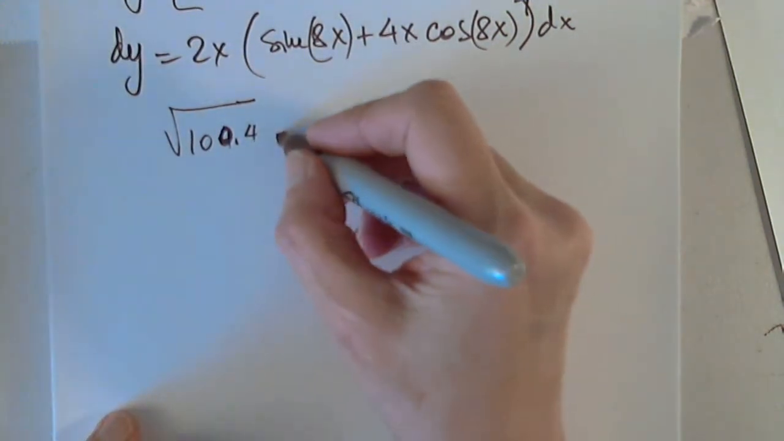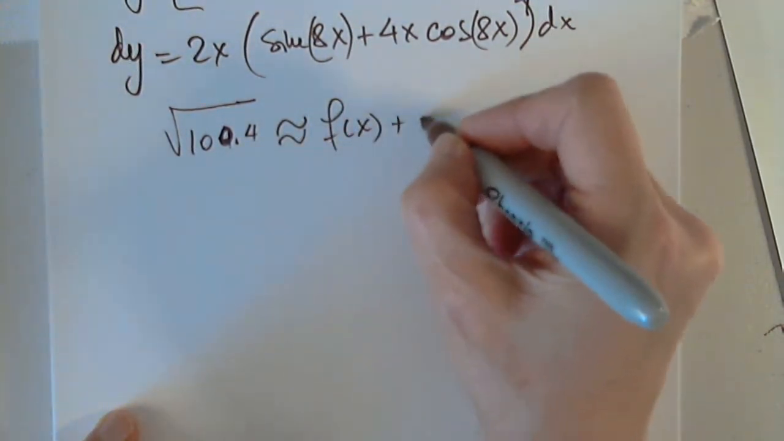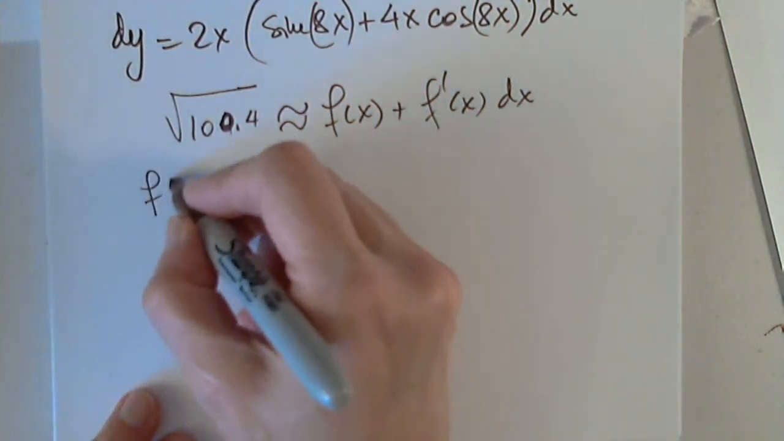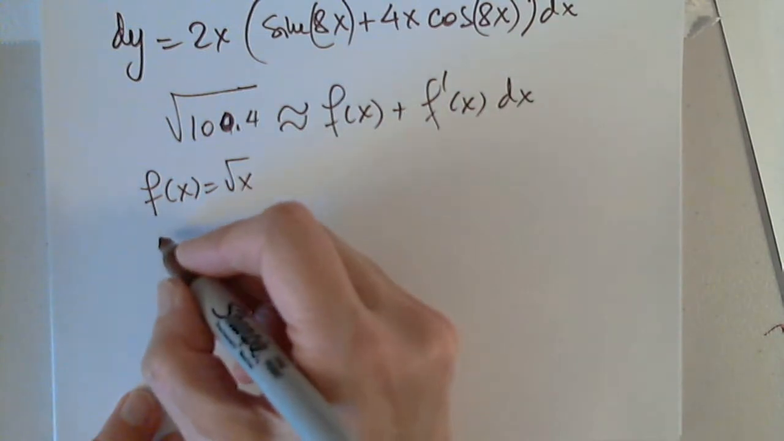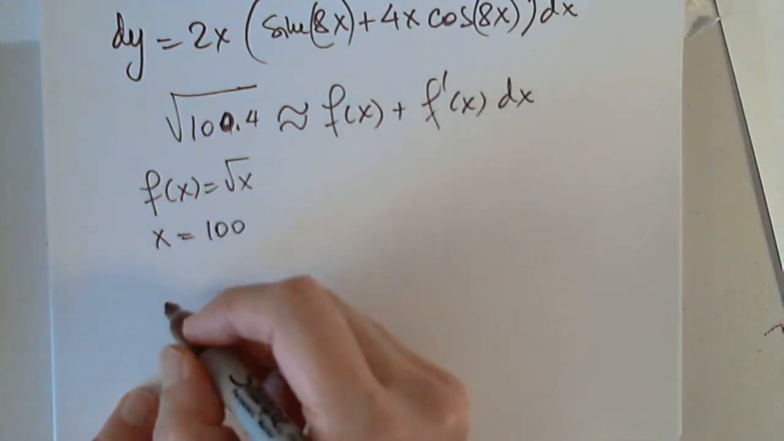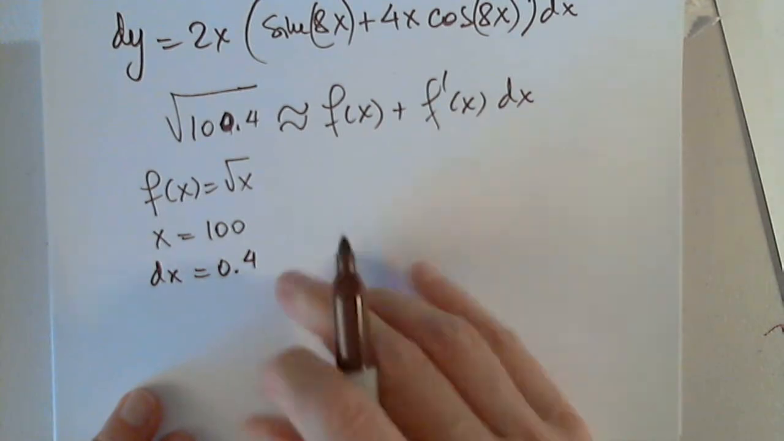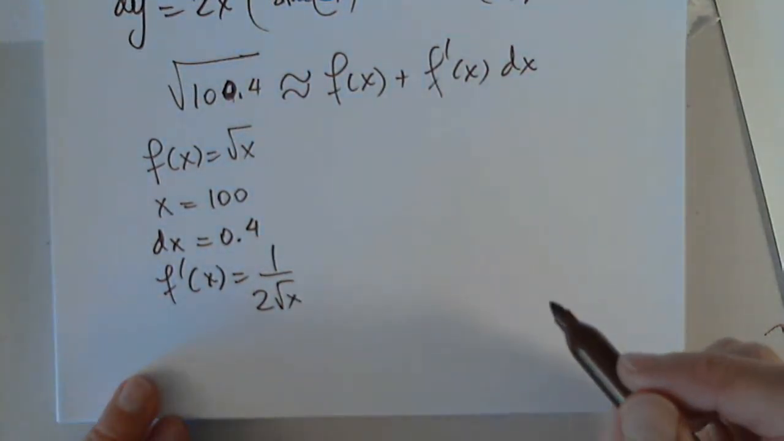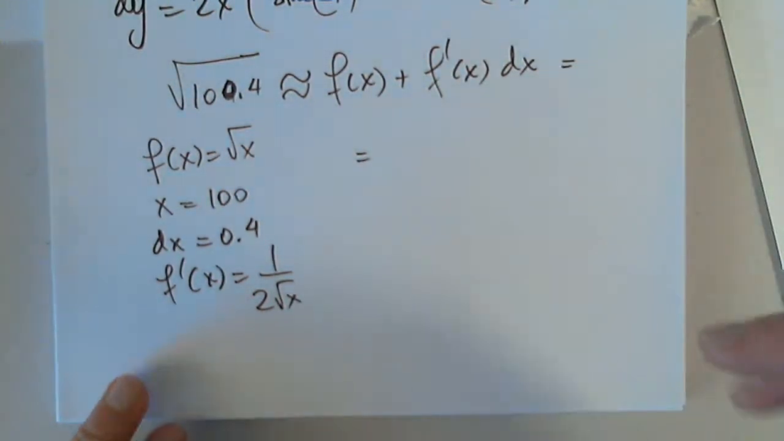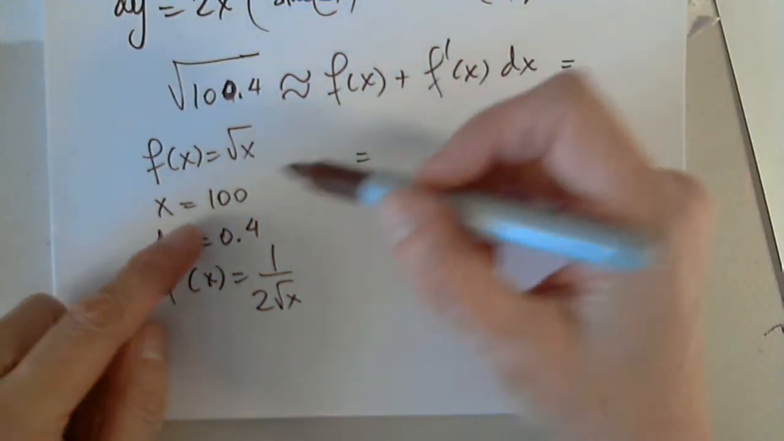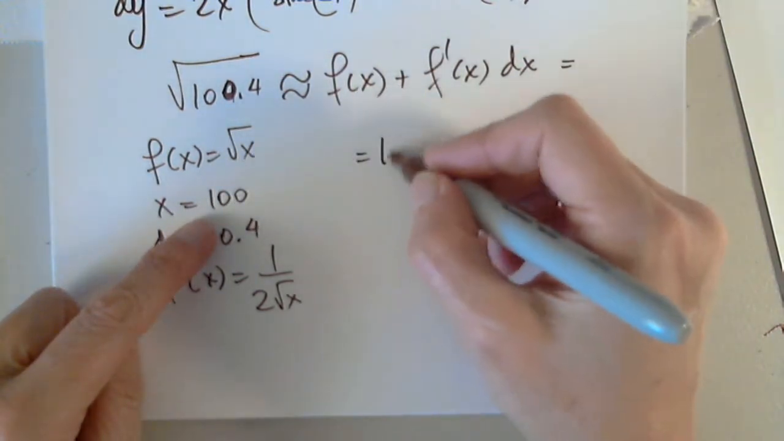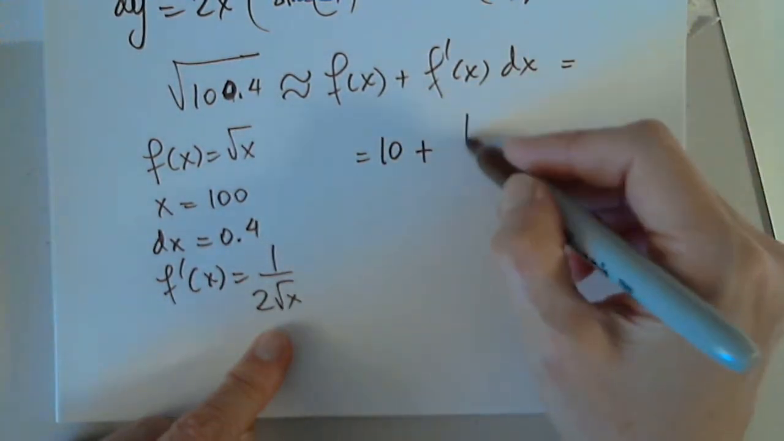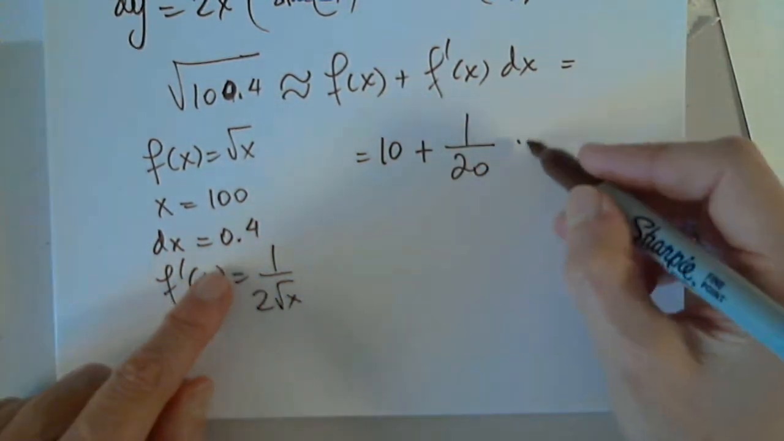Okay. So remember, this is the same thing with f of x plus f prime of x dx. I have to identify each. So obviously the function is the square root of x. X is obviously 100. Dx is obviously 0.4. F prime of x is 1 over 2 the square root of x. So I have to put all these in. So f of x is the square root of 100, which is 10, plus f prime of 100 is 1 over 20, and dx is 0.4.